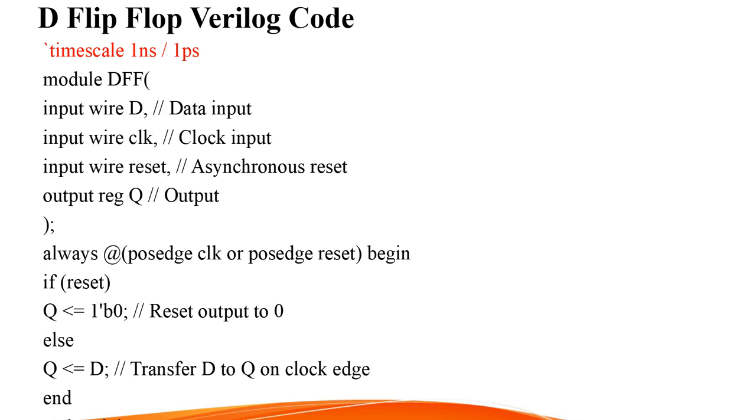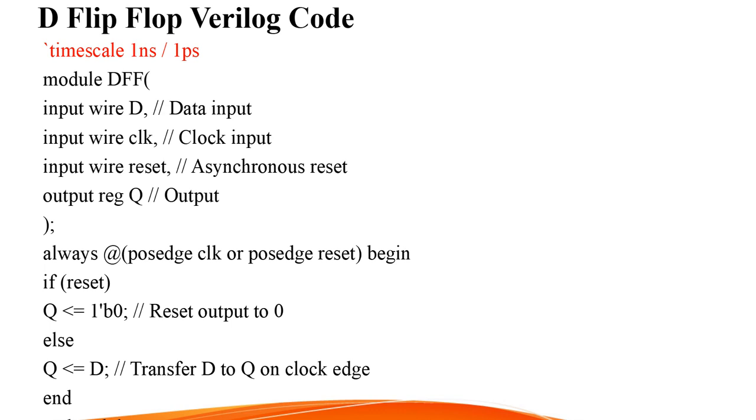Now let's start. Verilog code for D flip-flop. Module D flip-flop, input data, input clock, and input reset, and output Q. Always at the positive edge clock or positive edge reset. This is behavioral modeling code. Begin, if reset, that means if reset is high, Q output equal to 1'b0. So reset output to 0.